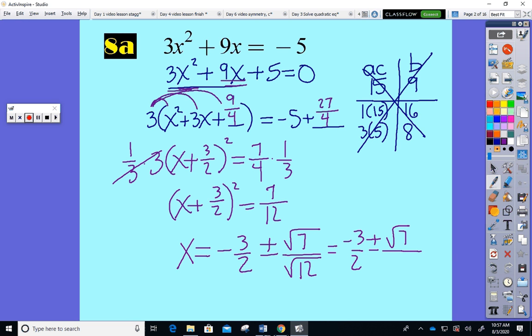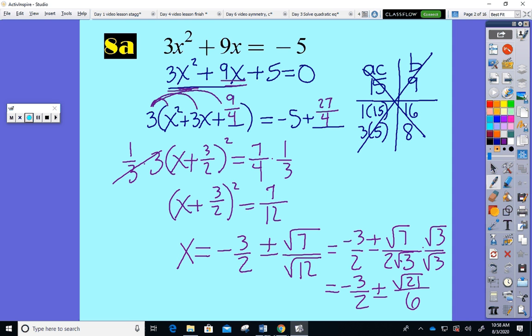Do you agree that the square root of 12 can be broken down into 2 square root 3? So I need to break it down. Then I can go, oh, so I've got to rationalize by multiplying that by the square root of 3 over the square root of 3. I'm multiplying by 1. So across the top, the square root of 7 times the square root of 3 is the square root of 21. And on the bottom, the square root of 3 times the square root of 3 is 3, times 2 is 6. Are we okay? Now, is that what we got the other way when we separated the answer?